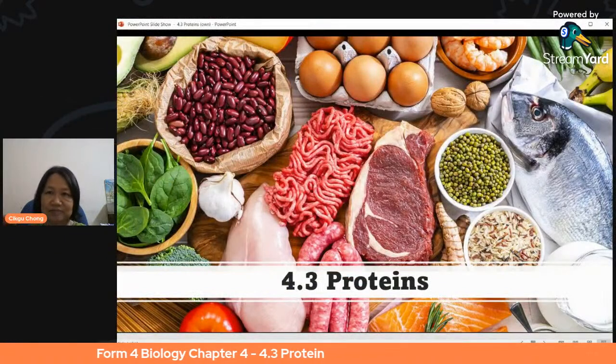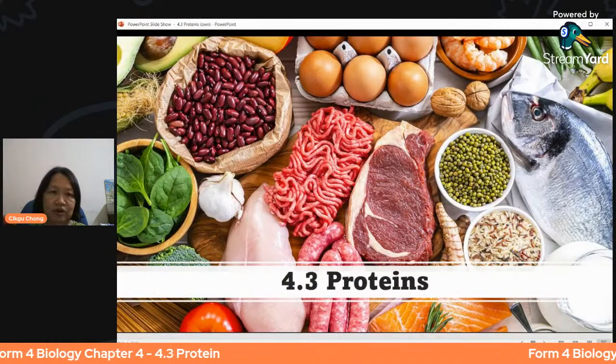Okay, today I'm going to continue with chapter 4. This is 4.3, which is on protein. Another organic substance. You may like to look at this video if you are not sure about certain facts about protein. Today I'm going to explain all about protein to you, all that you need for SPM. Okay, I'm going to share screen. I hope you can see this.